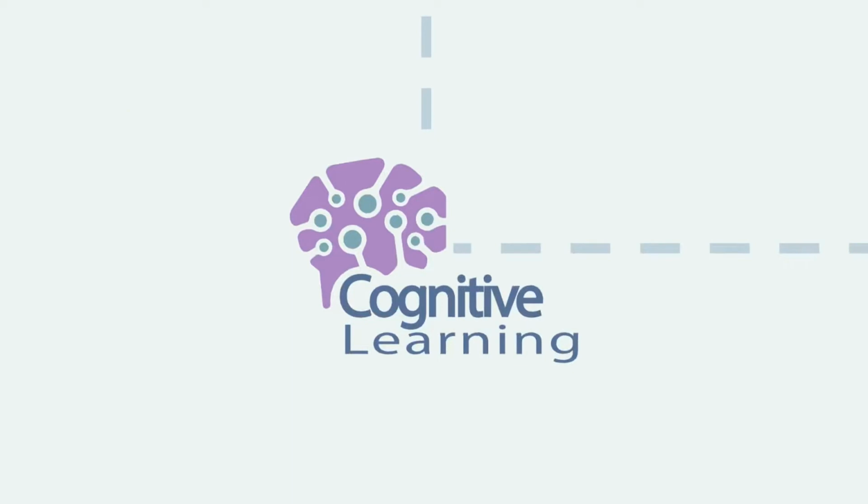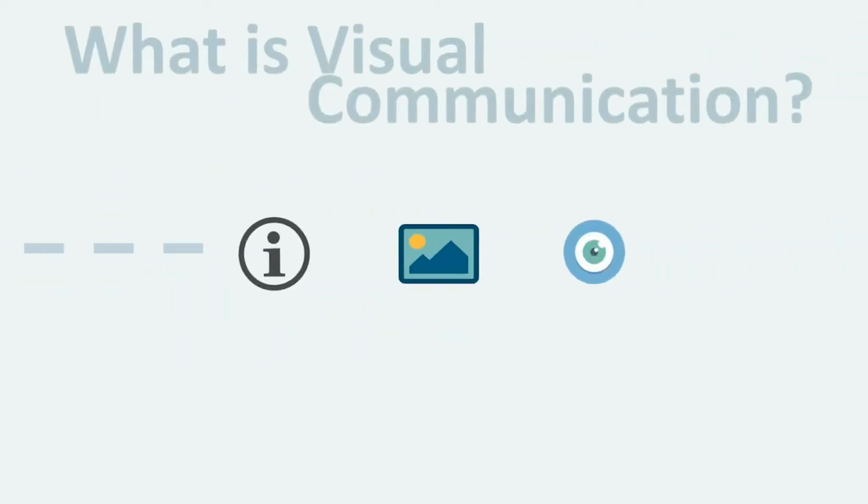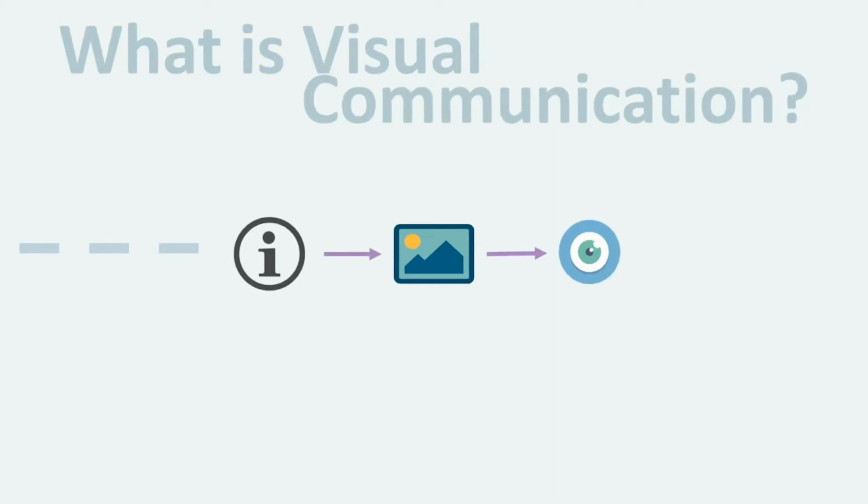So that is learning theory summed up. We're going to refer to it in future, if we come back to it, as cognitive learning, and we're just going to throw it all underneath that one big umbrella. So now let's transition on to what is visual communication.